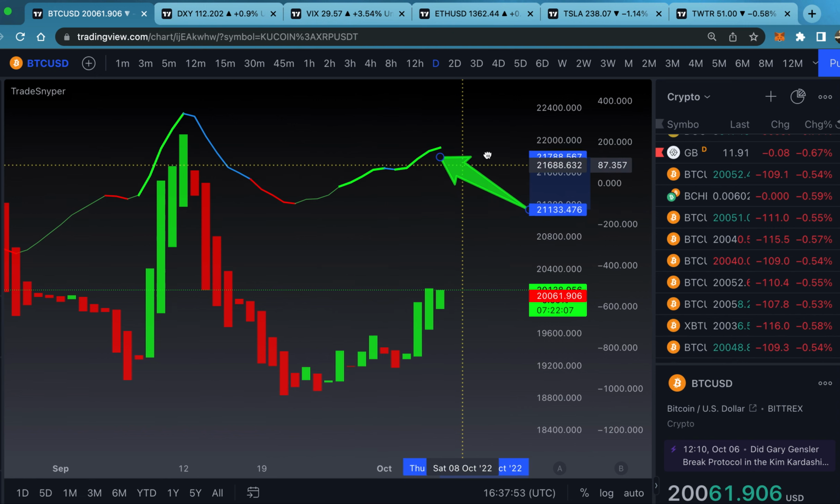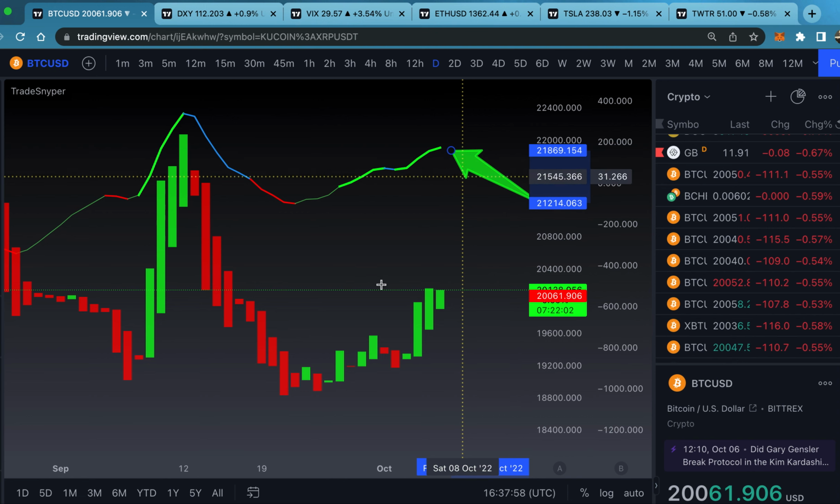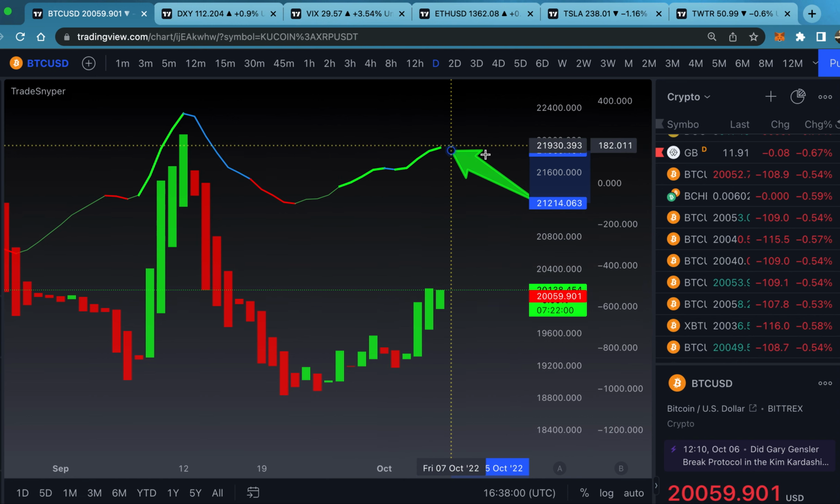So right now it's bending, so we're just going to be paying close attention to it. If it flips blue, we are going to be making our decisions based on that.